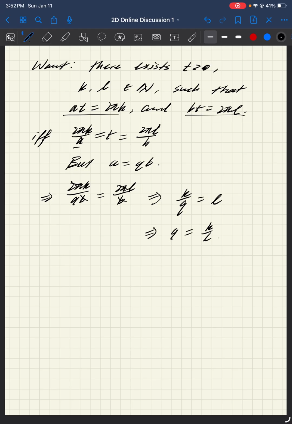Great. So as long as k over l equals q, we have 2 pi k over a equals t equals 2 pi l over b. So this means I actually do have such a solution. And this completes the proof.